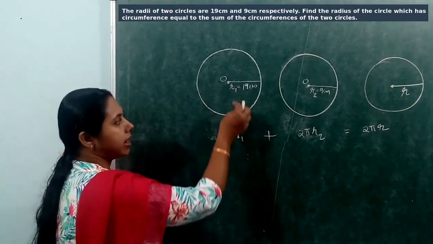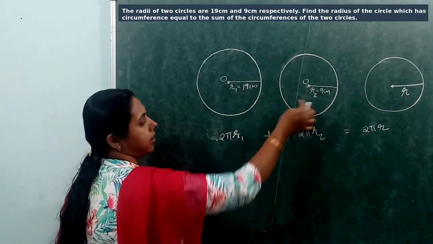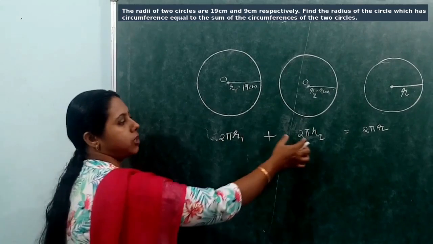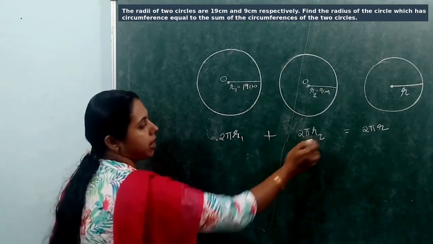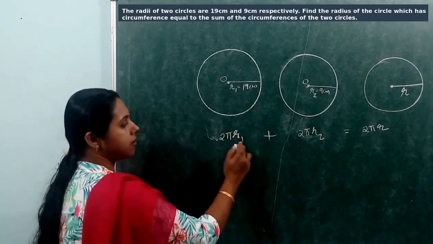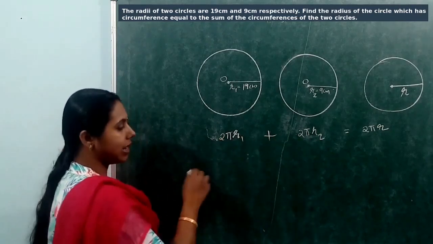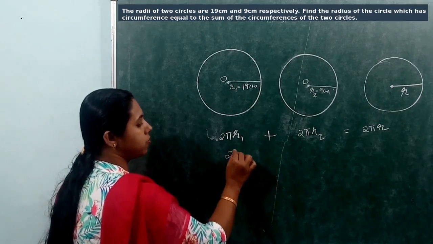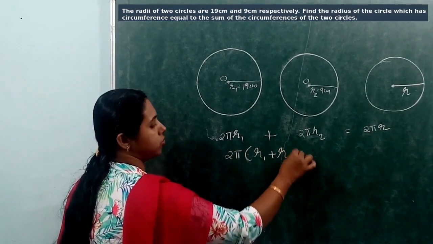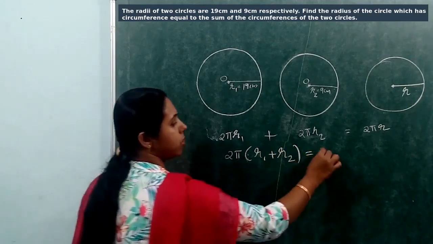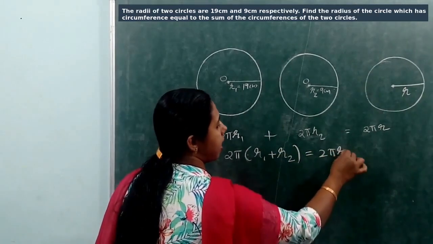Now we know the radii of these two circles, so we can find their circumferences: 2 pi r1 plus 2 pi r2. In both terms, 2 pi is common. You can take it out. So it will be 2 pi into r1 plus r2 is equal to 2 pi r.